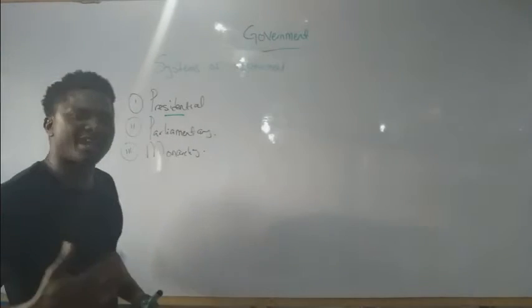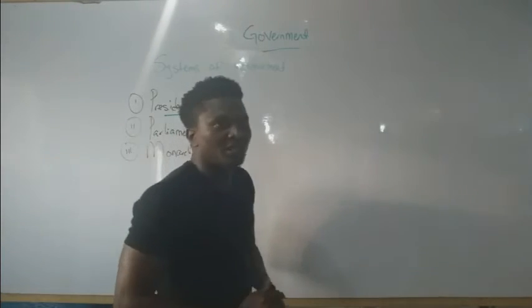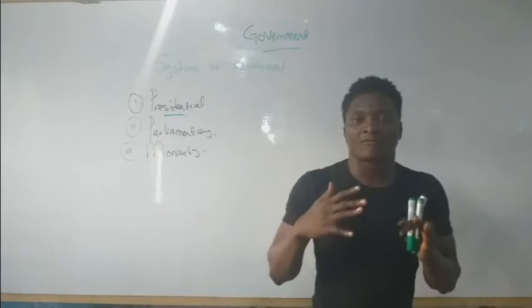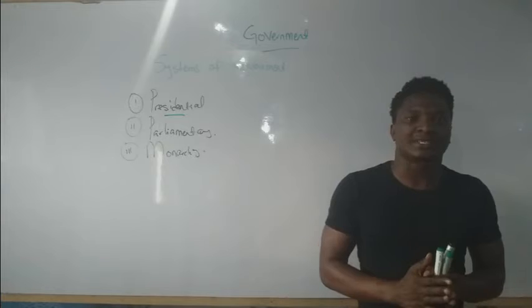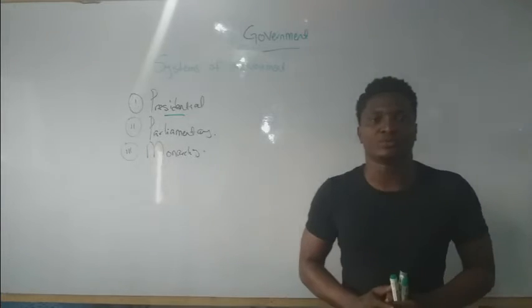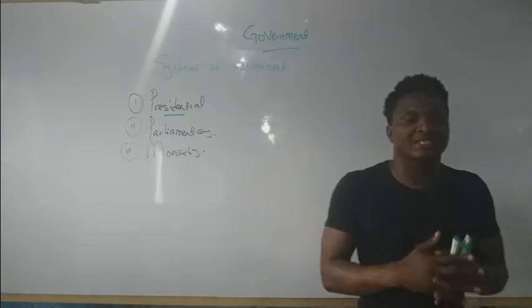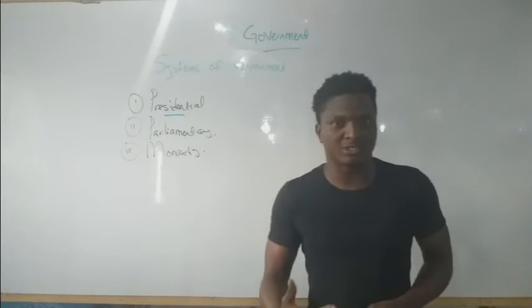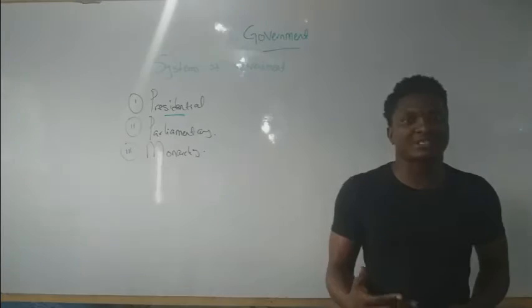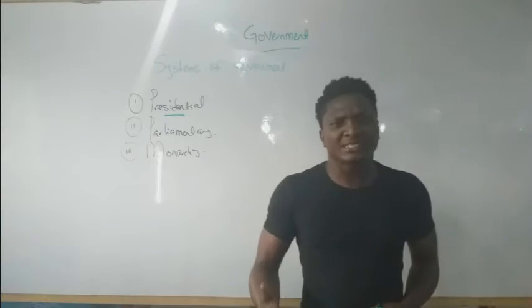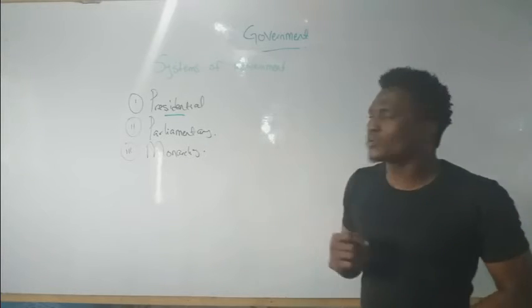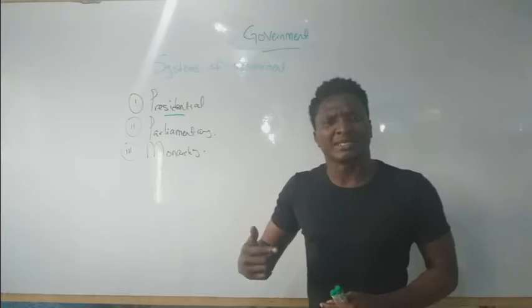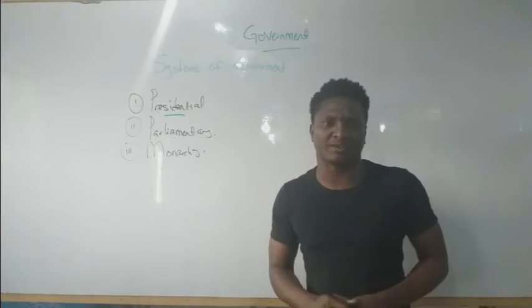You see, I have always established one fact, and that is the fact that for there to be a state, government is inevitable. You cannot have a state without government. And of course, this government, like I always say, can manifest in different forms. Today, our focus is, what are the systems of government that we have?